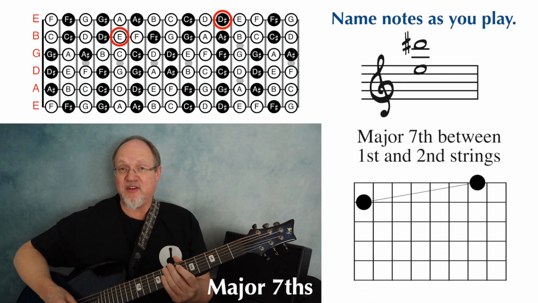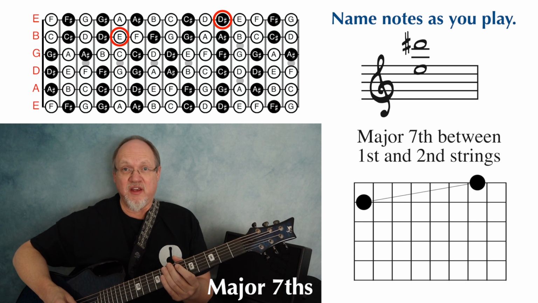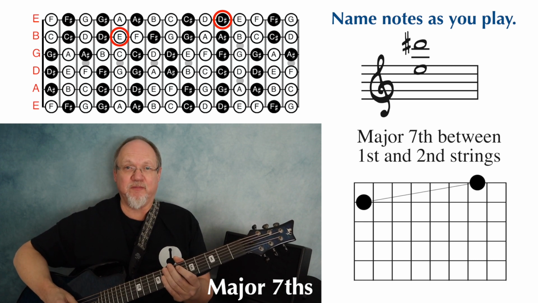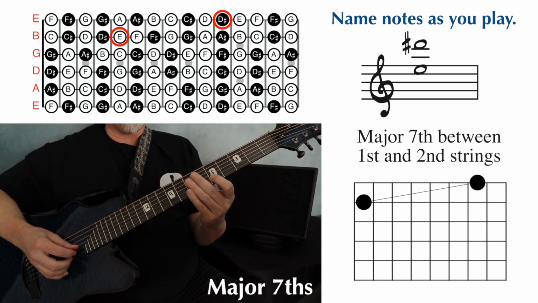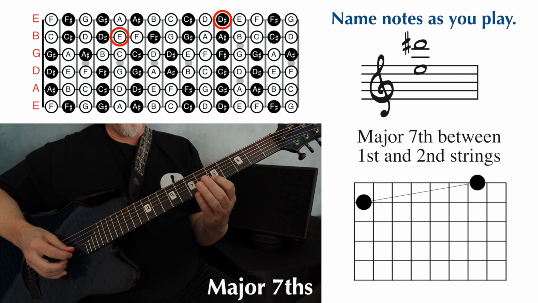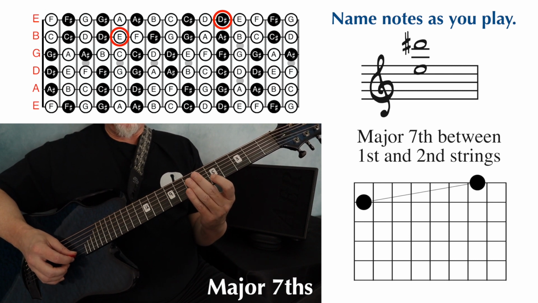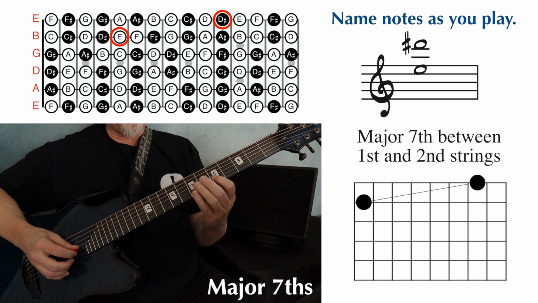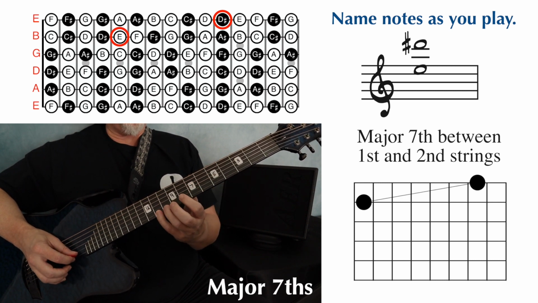Let's take a look at these major sevenths on adjacent strings. You're not going to play them this way very often, but it's nice to know how to do it when you need to. A major seventh between strings 1 and 2 is 6 frets away. So here's an E. Major seventh above an E is a D sharp, way up at the 11th fret. E, D sharp.